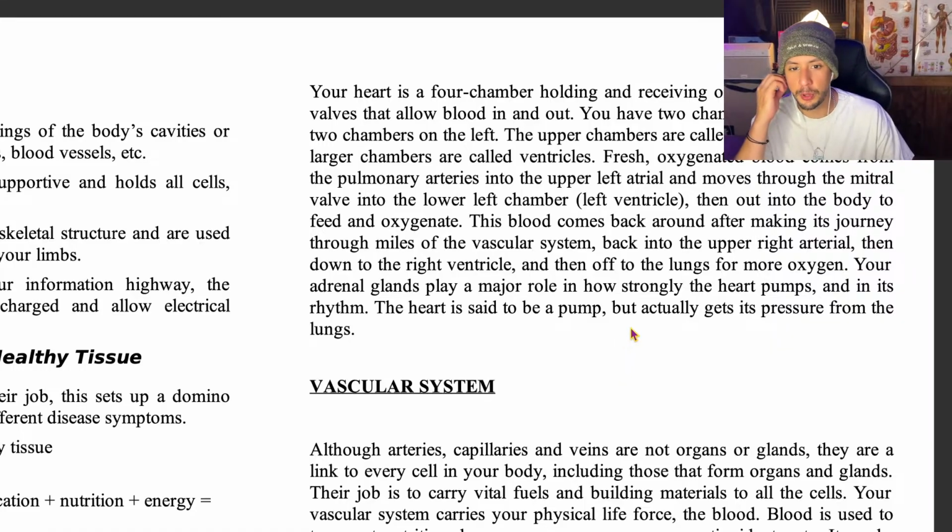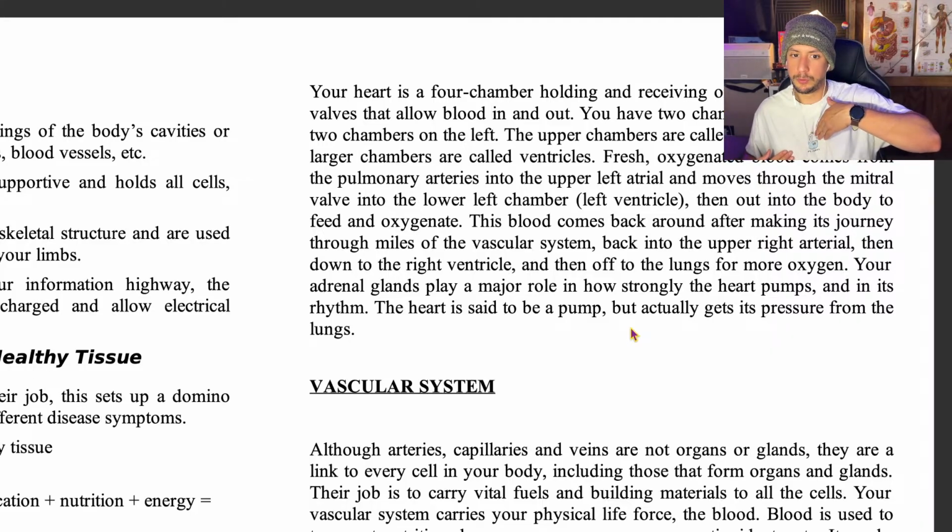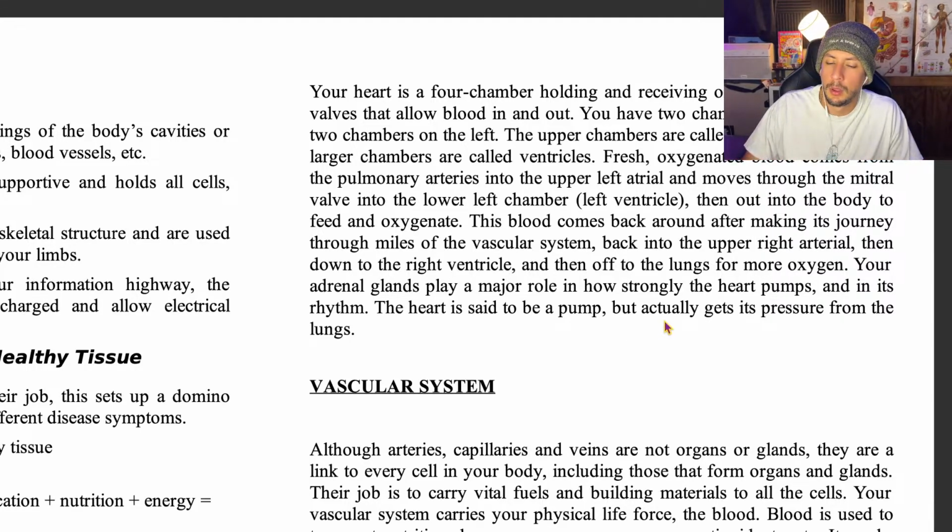Fresh oxygenated blood comes from the pulmonary arteries into the left atrium and moves through the mitral valve into the lower left chamber, the left ventricle. So it comes in from the upper left, moves through into the lower left, and then out into the body to feed and oxygenate. This blood comes back around after making its journey through miles of the vascular system, back into the right upper atrium, then down to the right ventricle, then off to the lungs for more oxygen.